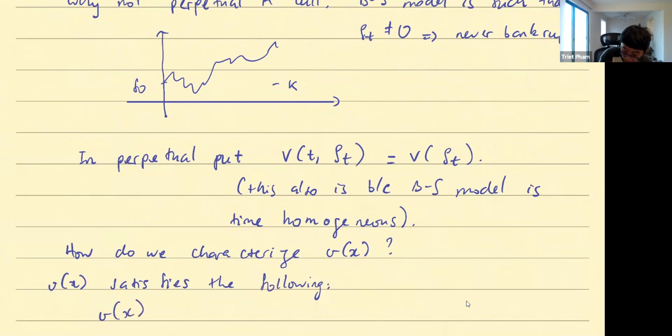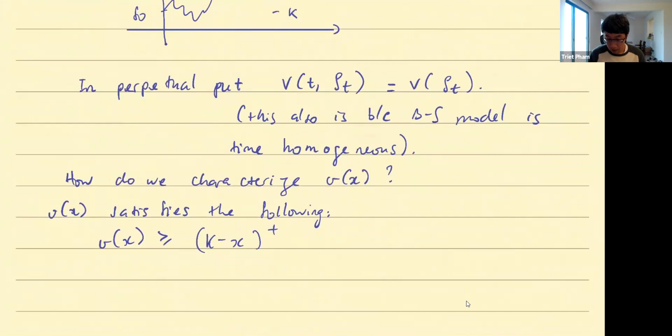The first one should not surprise anyone. The value of the option is always higher than the payoff function, or no less than the payoff function. The second one may be a bit surprising.